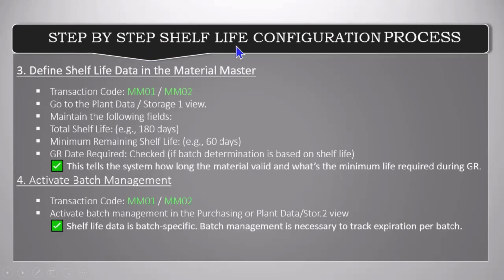Then, in the step by step shelf life configuration process, we need to go to the material master. There are certain parameters we need to assign in the material master. That will be done using transaction code MM01, MM02. I have now taken the SAP reference IMG because this is the most commonly used transaction code. We'll go directly to MM01, and if you already have a material, we'll use MM02. I'll show you how to do all this configuration and how you assign these parameters to the material master.